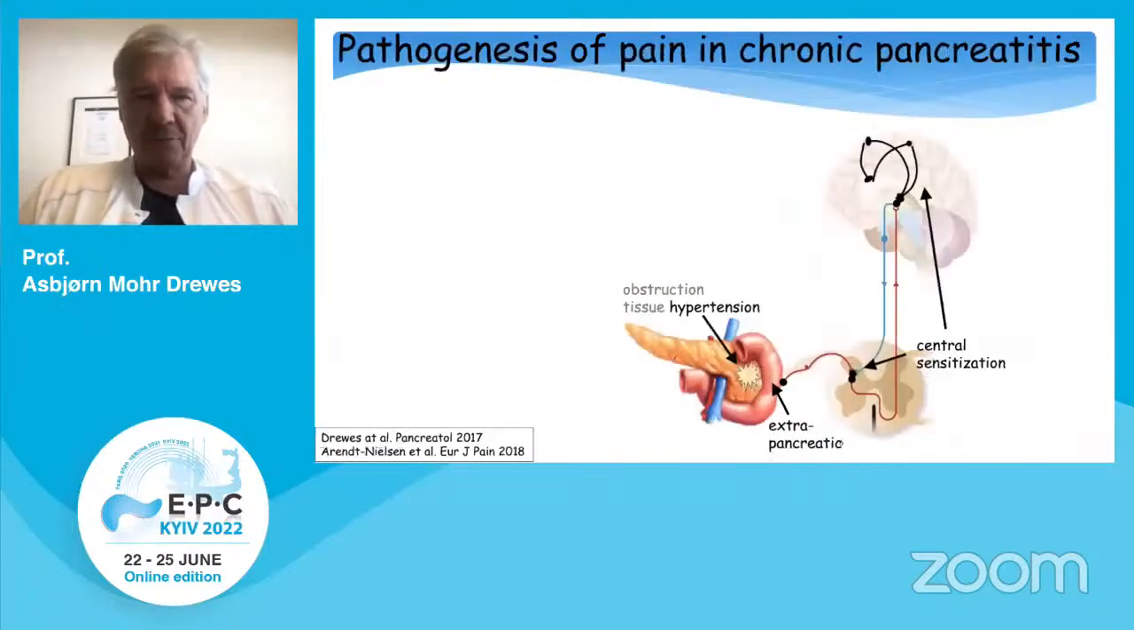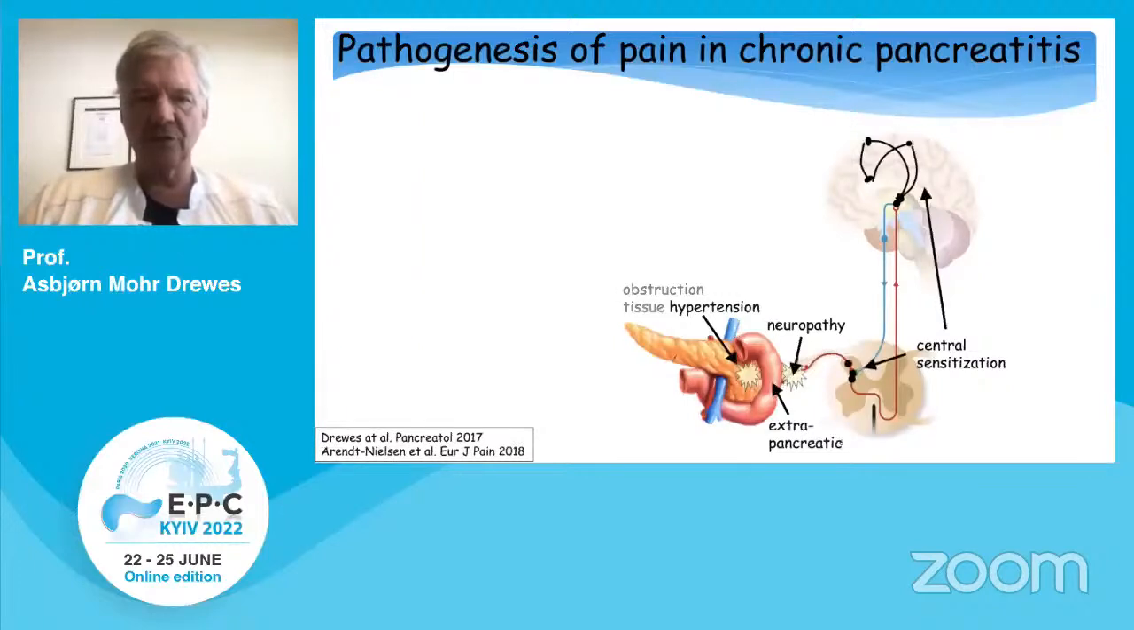Before I move into management, I shortly want to speak about the pathogenesis, because otherwise it can be difficult to understand the rationale for what we do. Unfortunately, many pancreatologists believe that the reason for pain in chronic pancreatitis is either obstruction or tissue hypertension, but likely peripheral factors don't mean much, except for the neuropathy that we see in many patients due to the destruction of the nerves, in the same way as you see it, for example, in phantom pain after limb amputation.